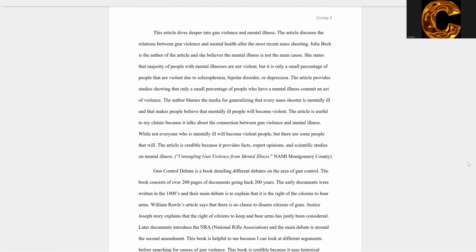The article provides studies showing that only a small percentage of people with mental illness commit an act of violence. The author blames the media for generalizing that every mass shooter is mentally ill. That makes people believe that mentally ill people become violent. This article is useful to my claims because it talks about the connection between gun violence and mental illness. While not everyone who is mentally ill becomes violent, there are some that will. The article is credible because it provides facts, expert opinions, and scientific studies on mental illness.